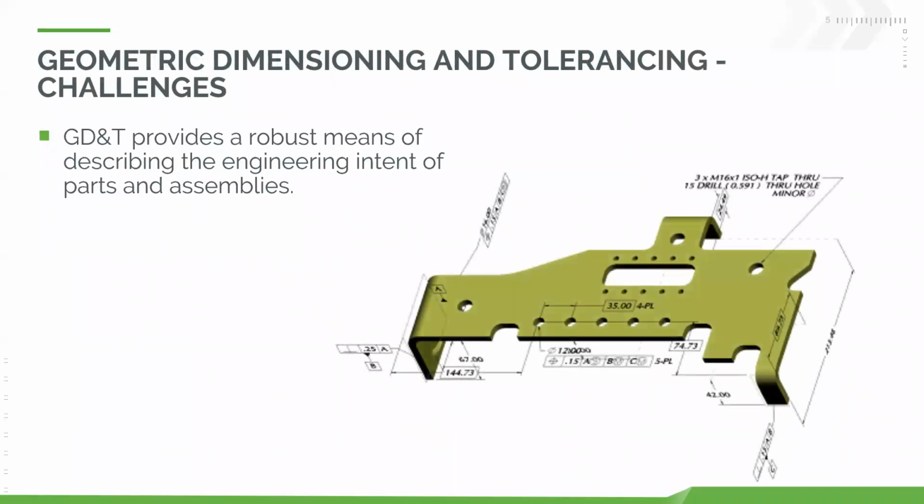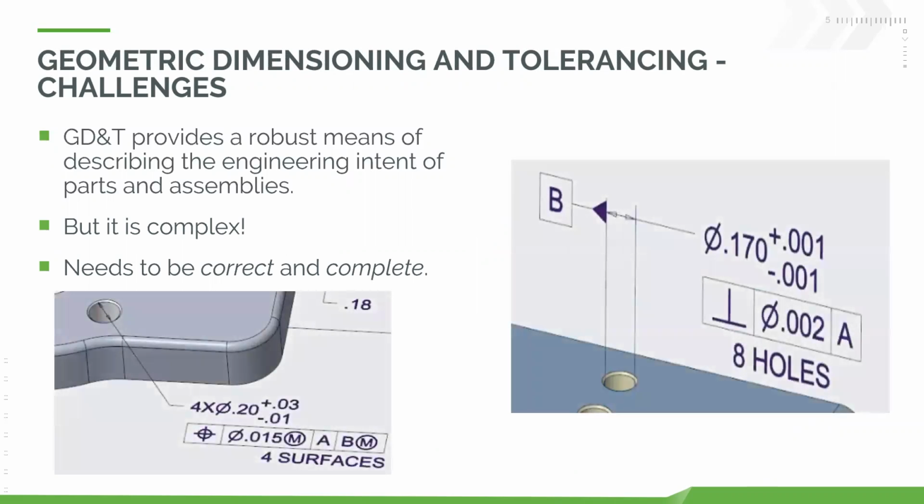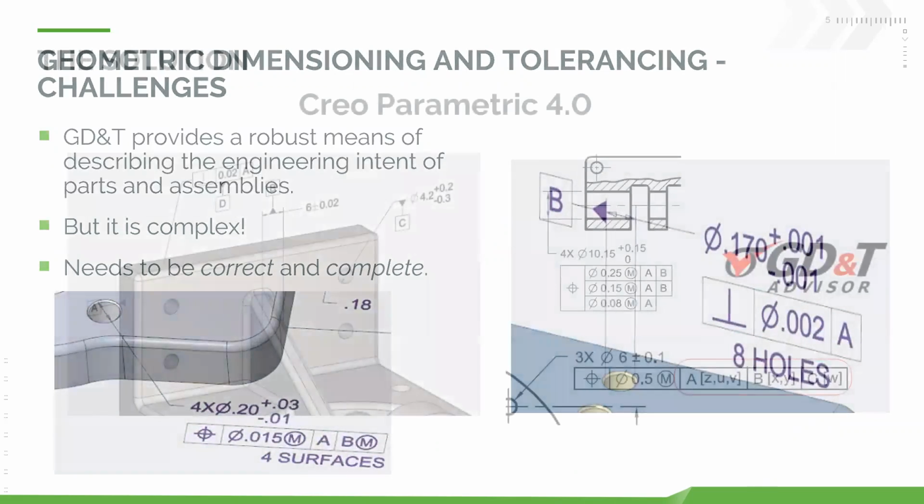So GD&T itself is a very robust way to describe design intent of your parts and your assemblies. But again, it's complex. There's a lot to it. There are lots of symbols. There are lots of requirements that you need to follow. And that all needs to be there. It needs to be correct. It needs to be complete. You can't miss things. If it's not all there and not defining the model, then it's really not even usable.